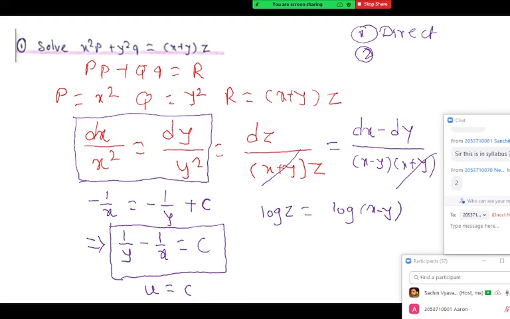It's again not possible. So this multiplier is again not working. Direct integration, yes, it works. It gives us one solution. Okay, multiplier is not working.